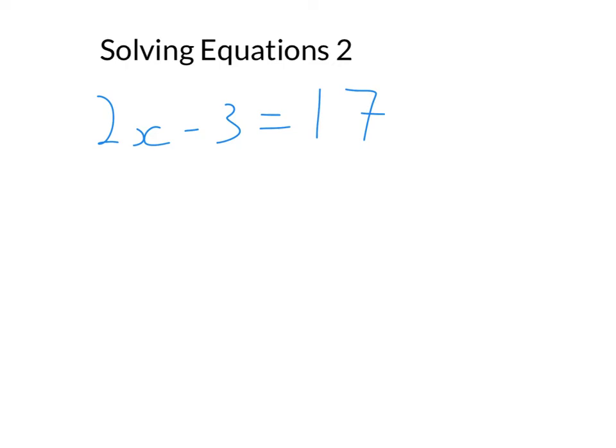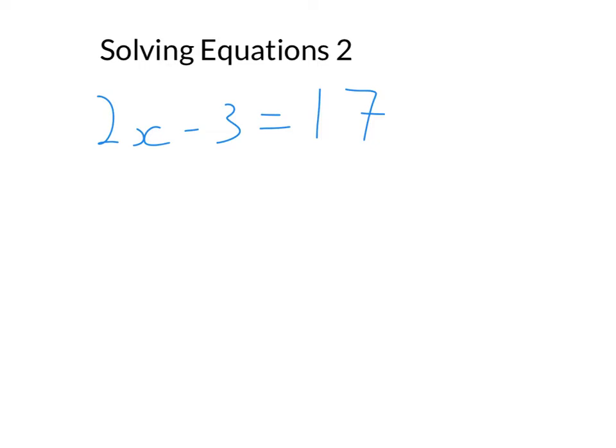Hello everybody, so today we're going to go through how to solve some slightly more difficult equations. Again, an equation is just a question in algebra that has an equal sign in the middle of it somewhere. So just like before, what we're going to do with these ones is try and get x by itself is equal to a number. Now this time, the side that we have x on has a 2 in front of the x and it has a minus 3 here as well.